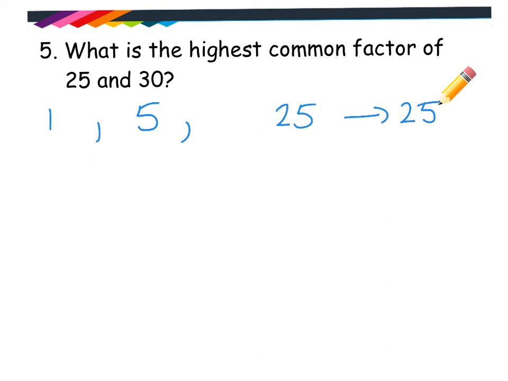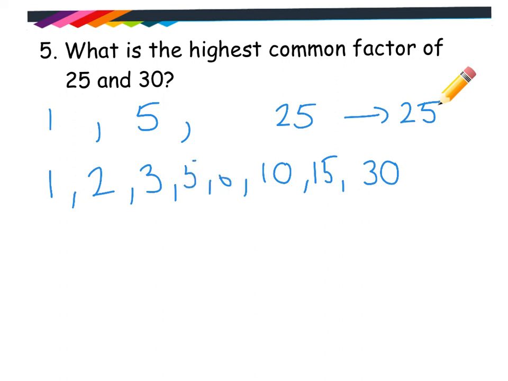Factors of 30, well, it divides by 1 and 30. 2 and 15. It also divides by 3. 3 times 10. Anything else that goes into 30? Oh, 5. 5 times 6. So they are all the factors of 30.